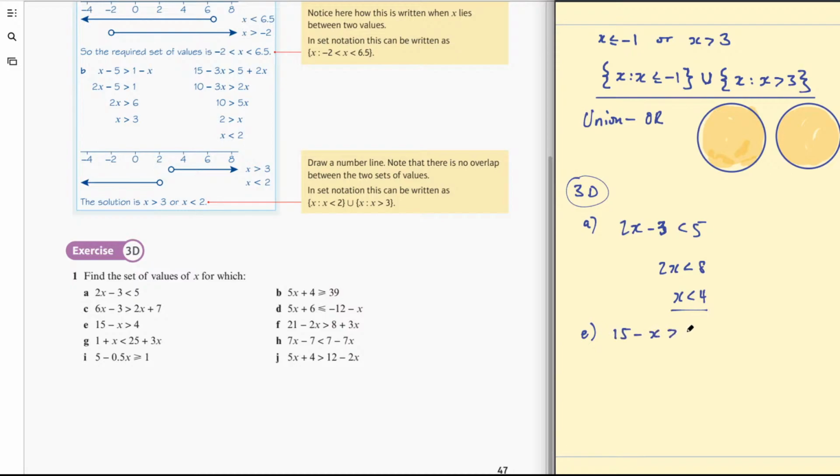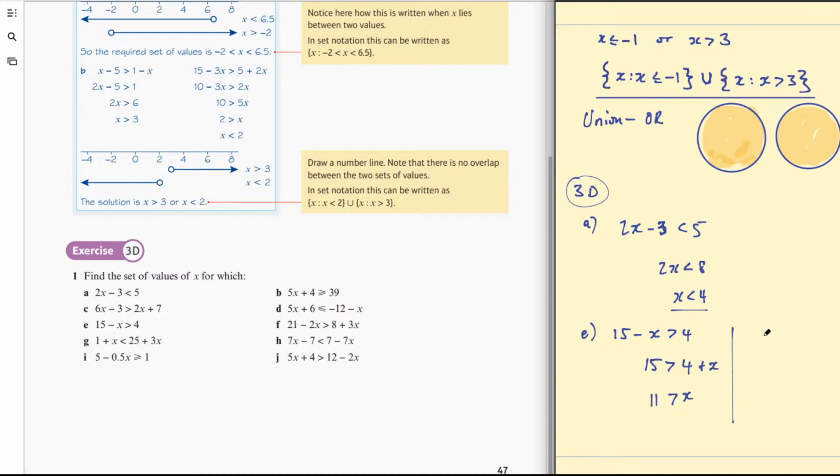15 take x greater than 4. Now for this one, you can either add the x to the other side, so you get 15 greater than 4 plus x, and then subtract the 4, so x is less than 11.